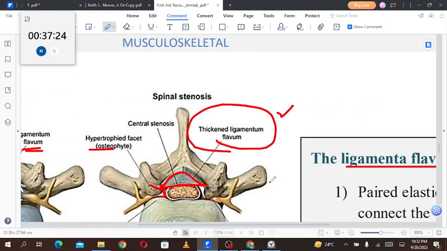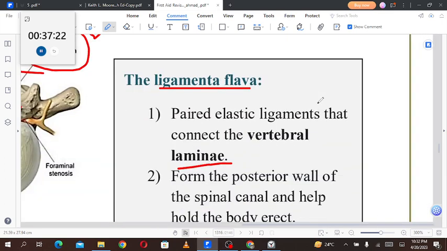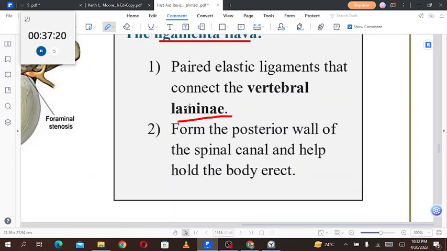What is meant by that? The ligamentum flavum, the paired elastic ligaments that connect the vertebral laminae, form the posterior wall of the spinal canal and help hold the body erect.